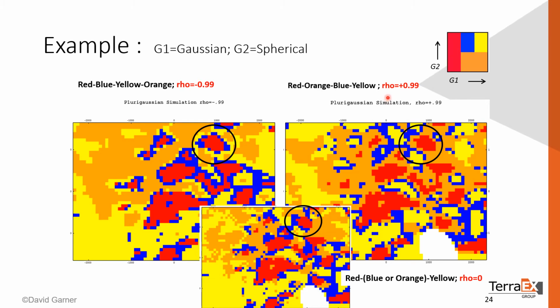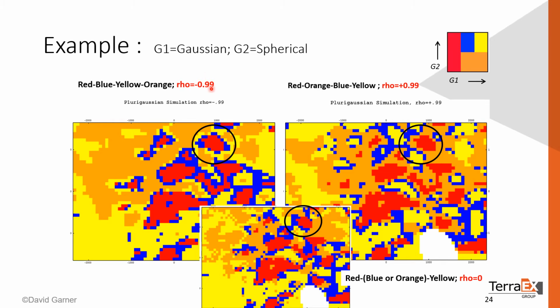Well, if we increase the correlation, go to a correlation of 1, it's reverting to a truncated Gaussian, and it's then red to orange to blue to yellow, and that's what we see here. The red is now encased in orange and then transitions to blue and then yellow. So that's the correlation of 1, or close to 1.